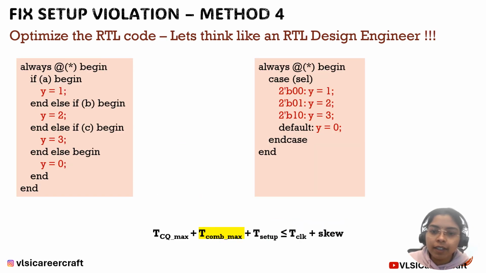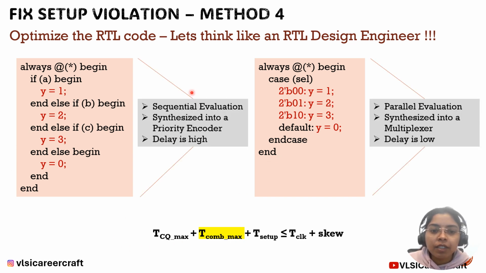Now let's think like an RTL design engineer. Let's try to make modifications to the RTL code to reduce the combinational delay. We all know that RTL code will be synthesized into logic gates which account for the combinational delay while doing timing analysis. Let's say in the first case I'm using an if-else statement, and in the second case I'm using a case statement. What is the difference between these two, and how does this decrease the combinational delay? Let's see.